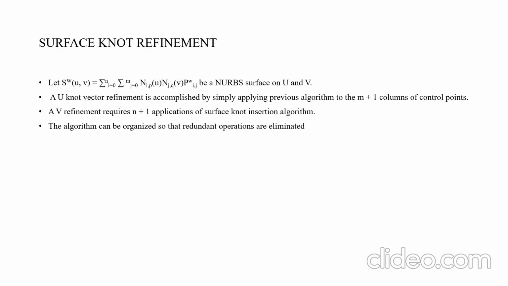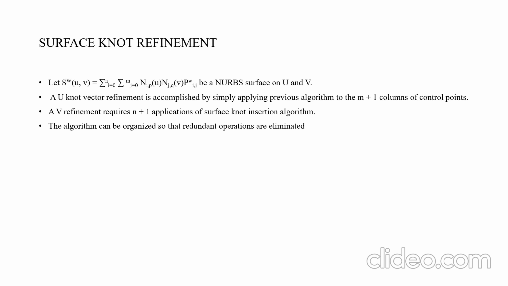Surface knot refinement. Here we are going to discuss surface knot refinement. Let S^w(u,v) = sum i=0 to n, sum j=0 to m, N i,p(u) N j,q(v) P i,j^w be a NURBS surface on U and V. A U knot vector refinement is accomplished by simply applying the previous algorithm to the m+1 columns of control points. A V refinement requires n+1 applications of the knot refinement algorithm. The algorithm can be organized so that the redundant operations are eliminated.